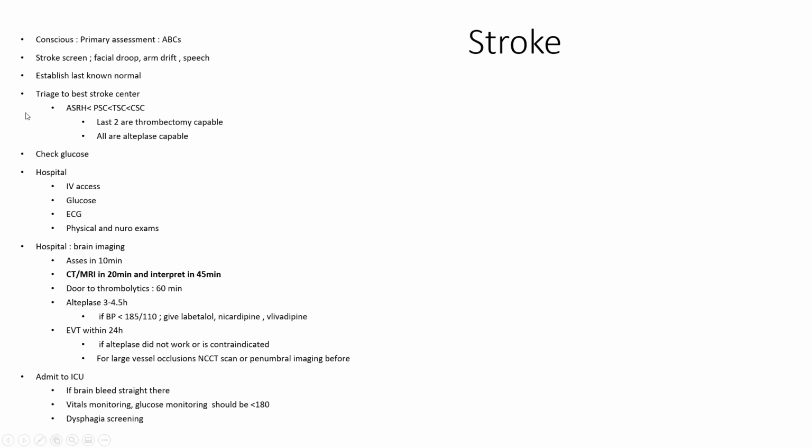Now I have the acronyms here for the stroke center listed. The most important one here is Comprehensive Stroke Center. That's going to have everything from the ability to do thrombectomy to alteplase. All of them can give alteplase, but only the last 2 can give thrombectomy treatment. So Comprehensive Stroke Center, and I think TSC is total. PSC is primary stroke center, and TSC is thrombectomy capable stroke center.